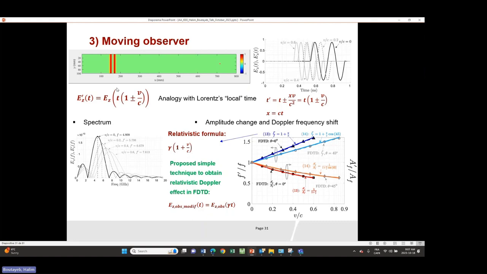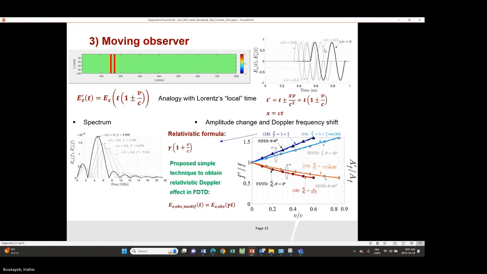We remember the Voigt formula, which is this one: t plus or minus xv over c square. If we take x equals ct, then we will find this. So what Lorentz called the local time is also here in the FDTD when we move the observer, except here there is no change of time. Time here is absolute. It's just this Lorentz local time, which is just an expression of the Doppler effect in the time domain.